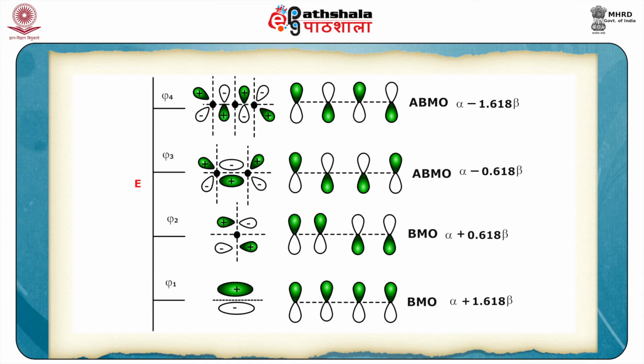The first anti-bonding molecular orbital has the energy alpha minus 0.618 beta. The corresponding pictorial representation of this molecular orbital, as you can see, is: for the first carbon atom, the positive lobe is up, and for the second, the positive lobe is below. So that means there is a change of sign of the coefficient as you go from carbon atom 1 to carbon atom 2, and therefore there is a node between 1 and 2.